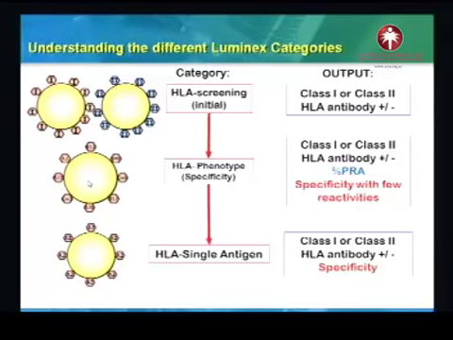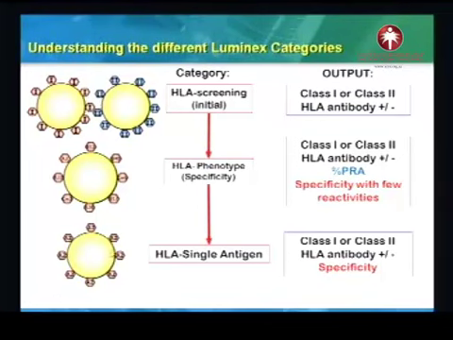For example, if the machine tells you that it's class 1 positive, class 2 negative, you can go to the next step of testing, which is using HLA phenotype or specificity, depending on what you call it in your lab, in which each bead is coated with haplotypes. And if the patient is not highly sensitized, you can still tell the percentage PRA, like the old method, and the specificity if there are not a lot of antibodies present with different specificities.